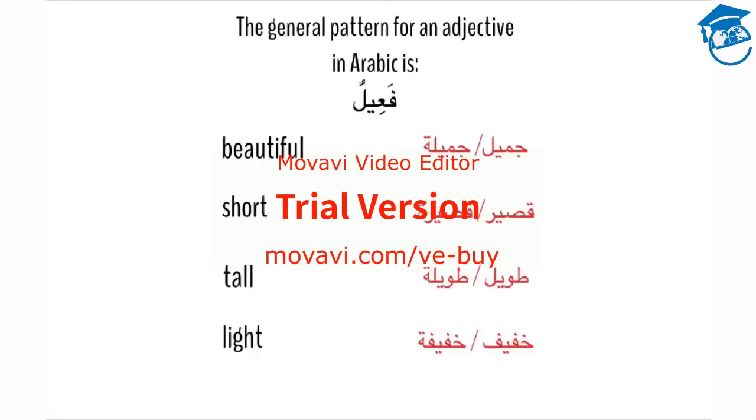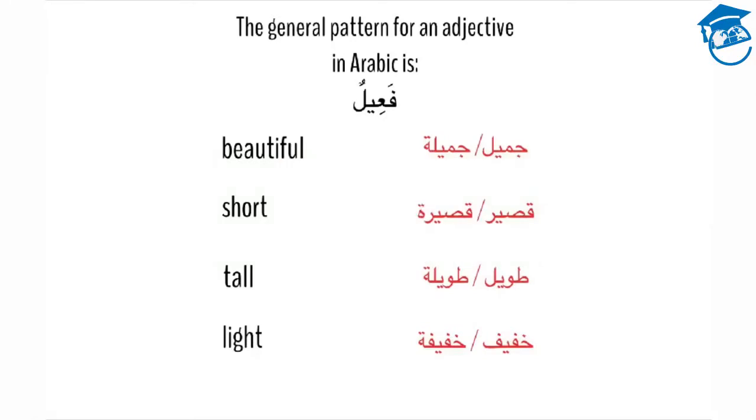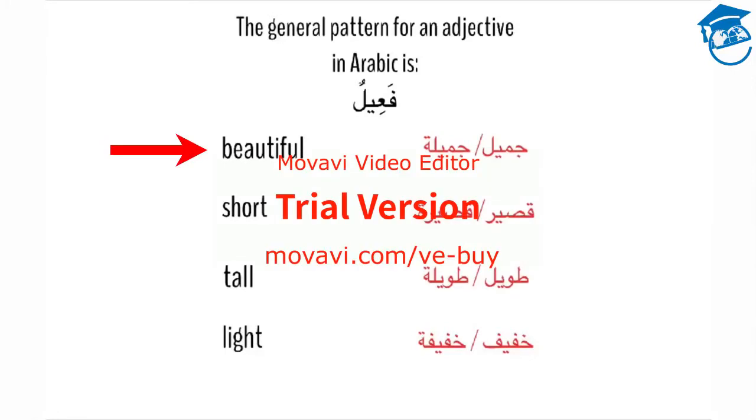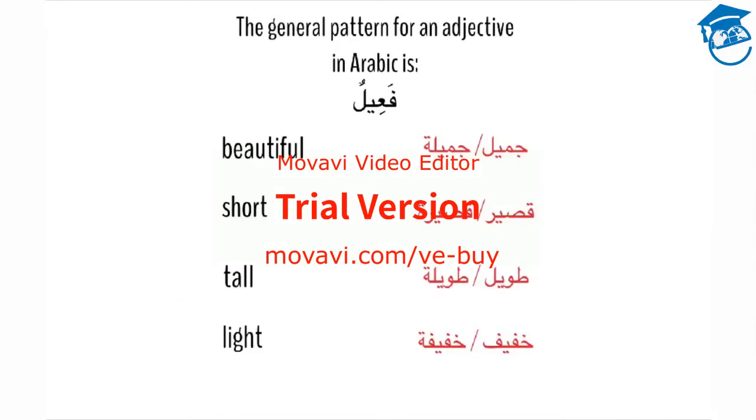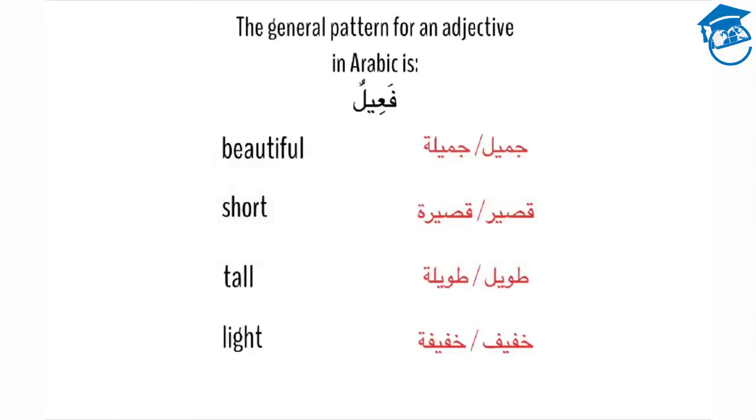the root letters, and an added ya, fa'ilun. Let's look at some examples of adjectives having this pattern. The word for beautiful is jamilun for male or jamilatun for female. The word for short is qasirun for a male or qasiratun for a female. The word for tall is tawilun or tawilatun for a female. And the word for light is khafifun or khafifatun. All of these adjectives have the fa'il pattern.